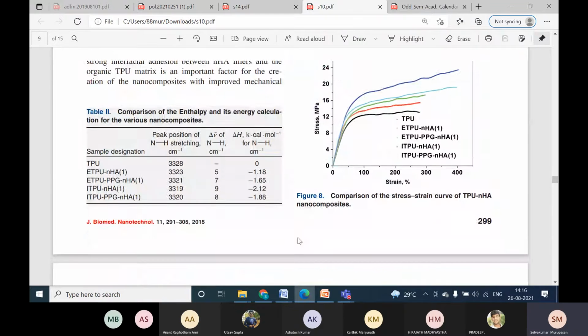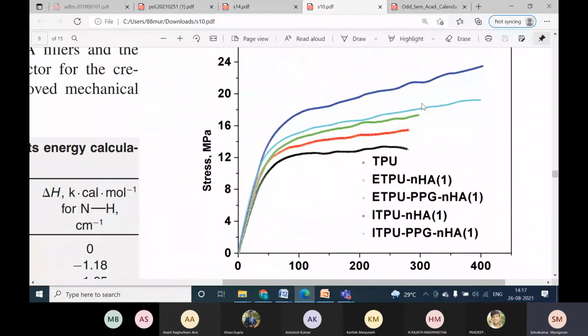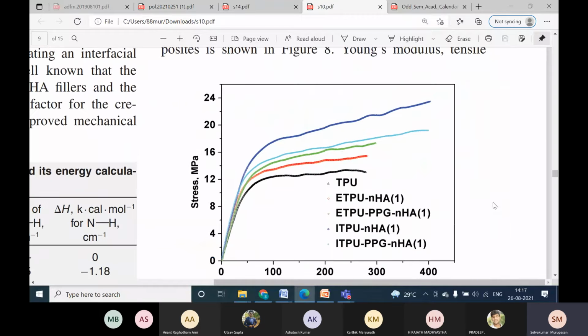So now coming to the main picture, the physical mechanical properties of the prepared composite. This is a stress-strain graph of the prepared nanocomposites of various samples, and this is pure TPU, and the red one belongs to the ex situ prepared composite of pure nano hydroxide material.